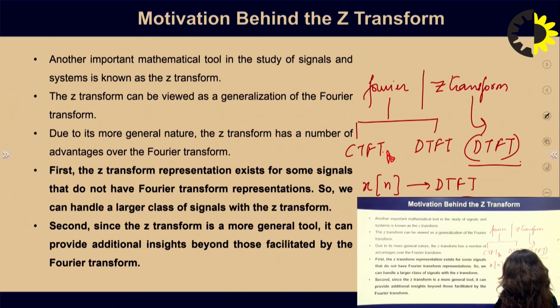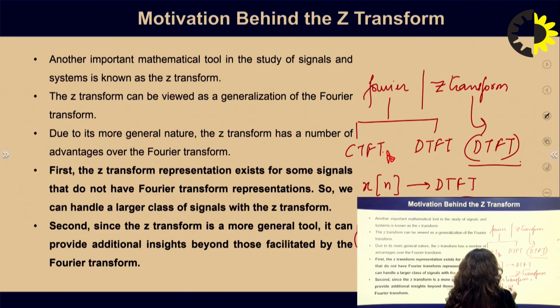If you compare the formula of Fourier transform with Z transform, the Fourier transform formula is X of omega, or X of j omega, which can be written as the integral from minus infinity to infinity of x of t e to the power minus j omega t dt.